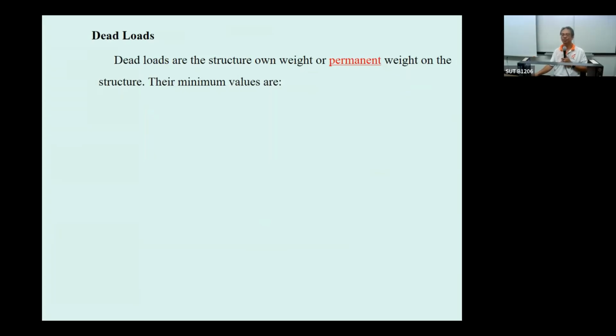For the dead load, it is usually the permanent weight that's put on the structure. Most of the time it is the own weight, permanent weight such as the chair, such as the furniture.